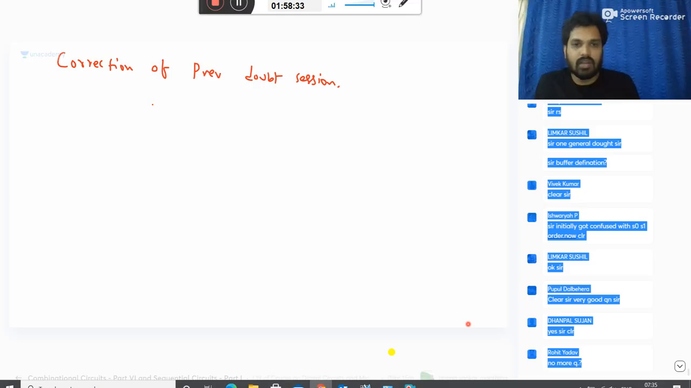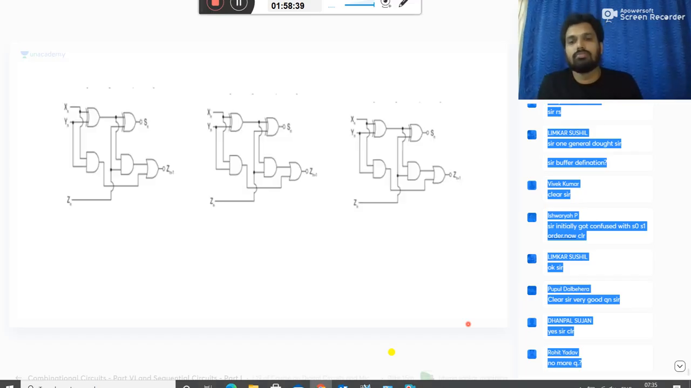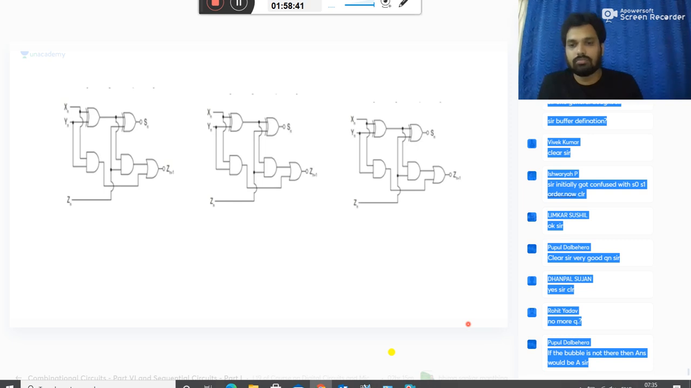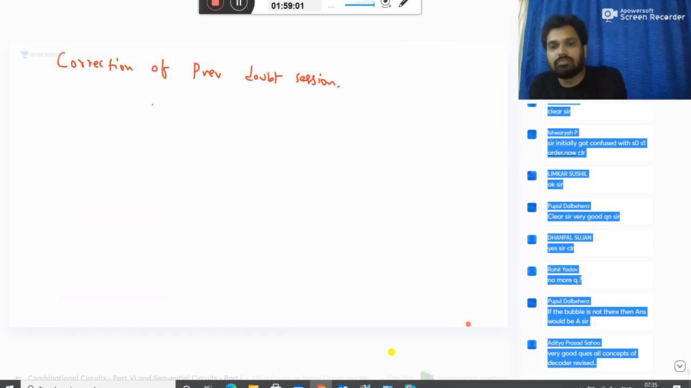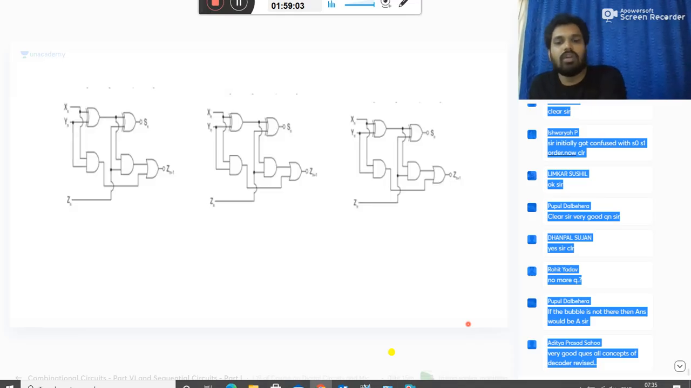Let me clear that, we can end the class. If the bubble is not there, then it is not possible. Anywhere you need an inverter, it is compulsory. If this bubble is not there, then the circuit may change, but this inverter should be present compulsorily. So where were we?